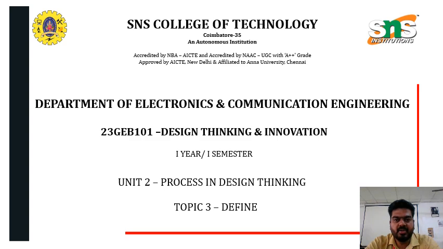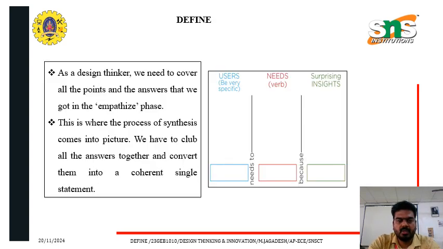And today we are going to discuss the topic Define. We know very well that Define is the second stage of the design thinking process. So let's discuss the Define part, the second stage of design thinking, in detail. So what is actually Define? As a design thinker, we need to cover all the points and answers that we got in the empathize phase.